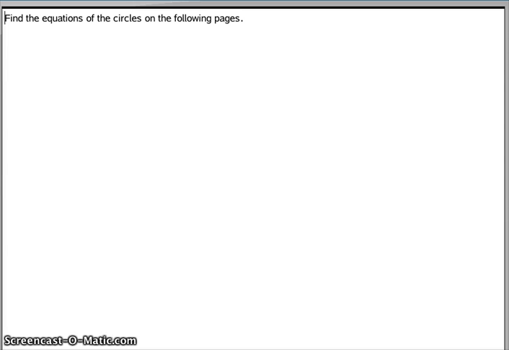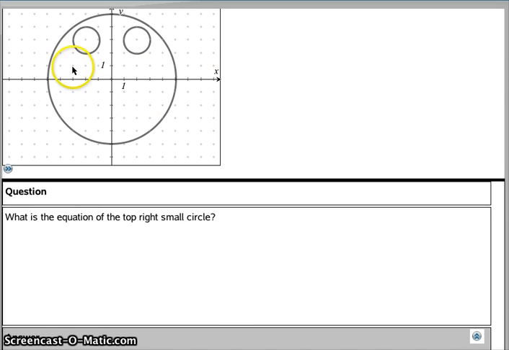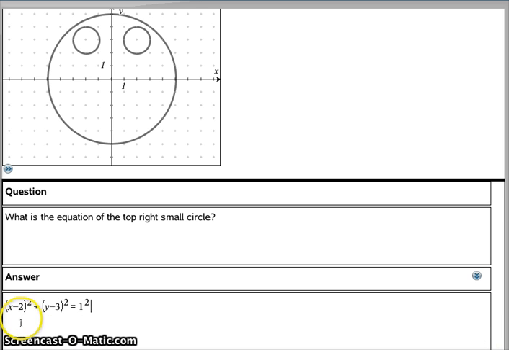On the next equations here we have some circles, and I would want to know what is the equation. If I was going to try to make this graph appear on my computer, what would I have to use to make this? Well, I'd have to have my x term of 2 and my y term of 3 for my center point. And if I look, my radius is 1. So the answer here would be x minus 2 squared plus y minus 3 squared equals 1 squared. Both of these have minuses in them like they're supposed to, but the actual numbers are just the 2 and the 3.